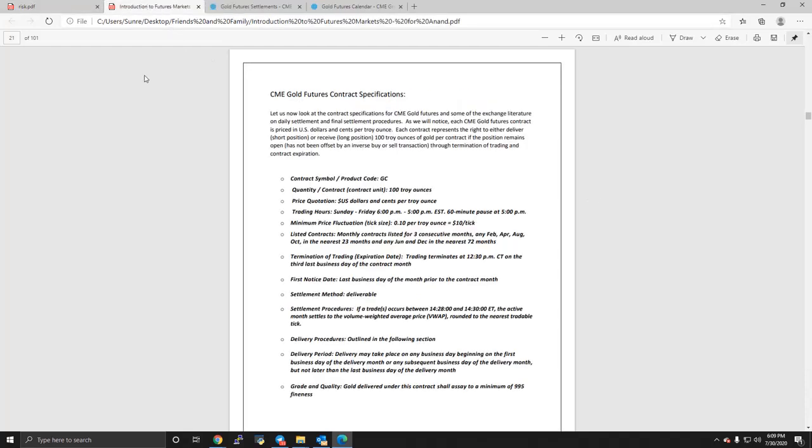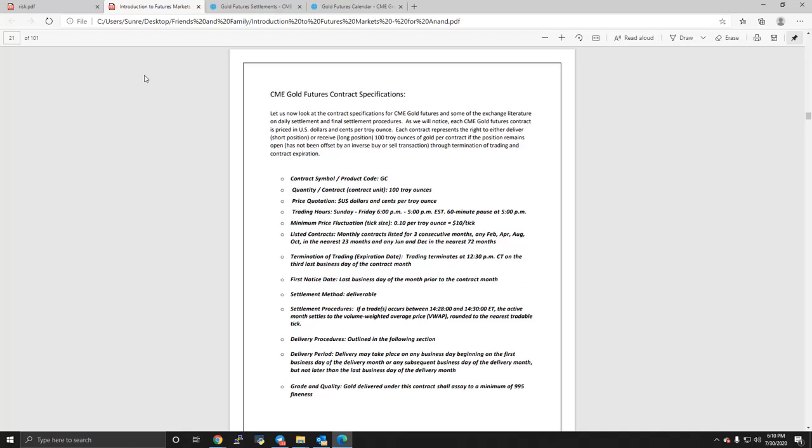And if you take a look in the book, we have contract specifications for gold futures markets. The futures market we are analyzing here is the Chicago Mercantile Exchange. So the contract symbol or the product code for gold is GC, and each contract is 100 troy ounces of gold. It's quoted in US dollars and cents per troy ounce, and the market is open for trading between Sunday evening and Friday evening, 6 p.m. to 5 p.m. There's an hour pause at 5 p.m.